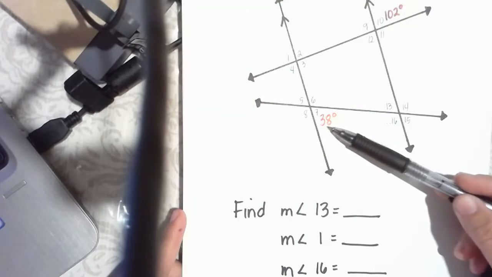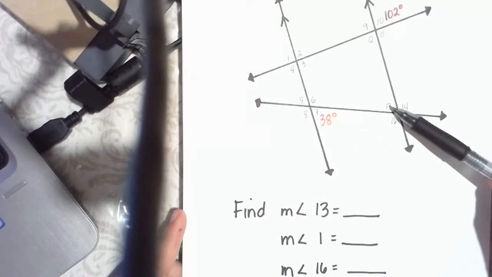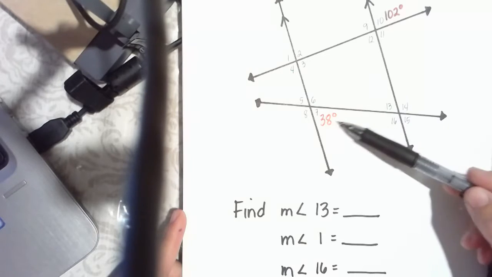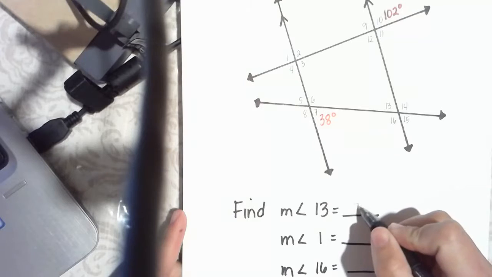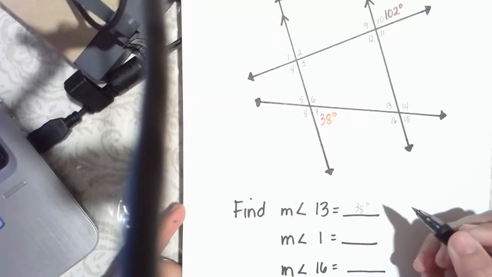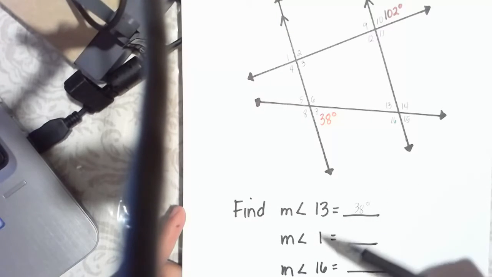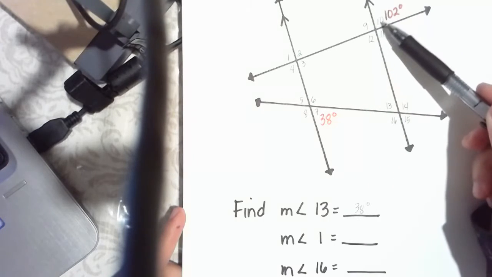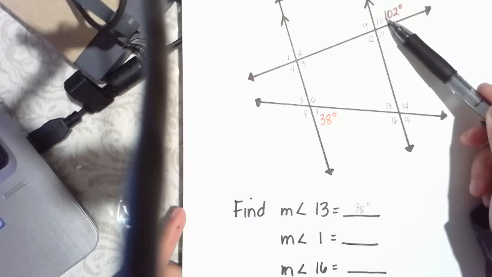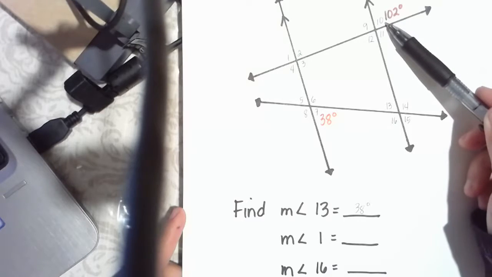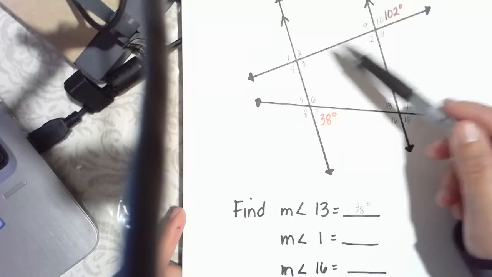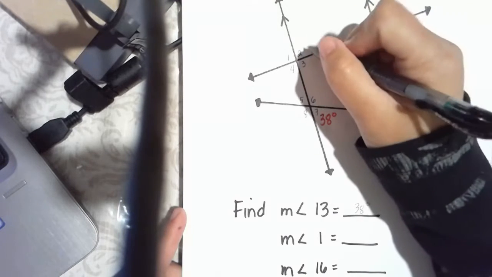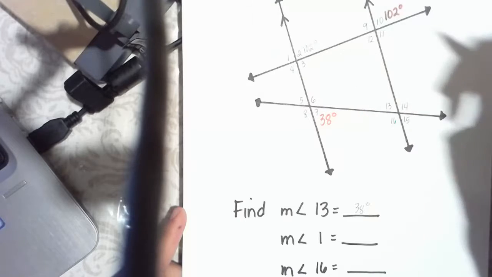So if this is 38, angle 7 and angle 13 are alternate interior angles, meaning they are congruent. So angle 13 is 38 degrees. If you're looking for angle 1, you will use this transversal, where the measure of angle 10 is equal to 102. Angle 10 and angle 2 are corresponding angles. So angle 2 is 102 degrees.